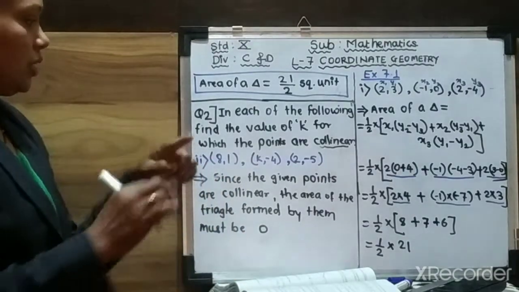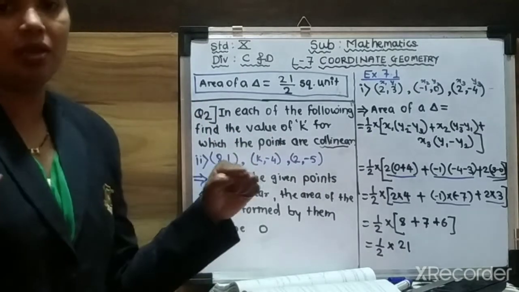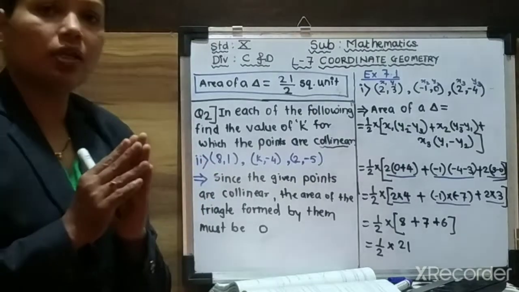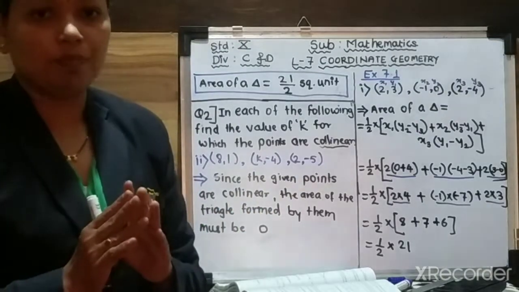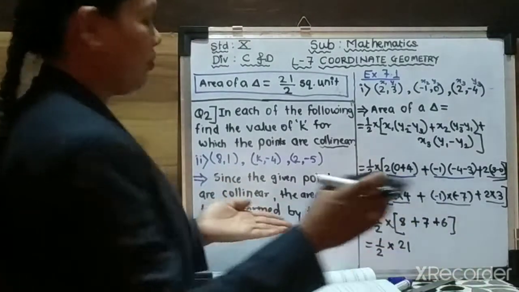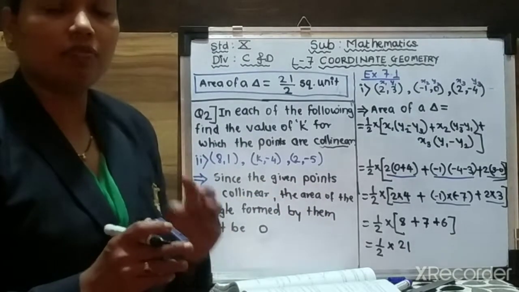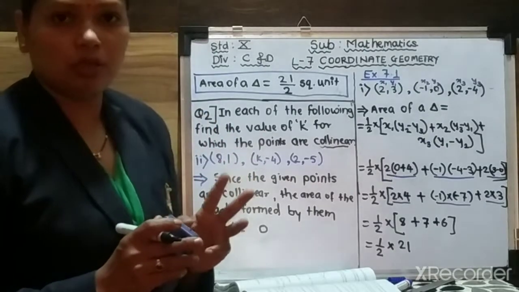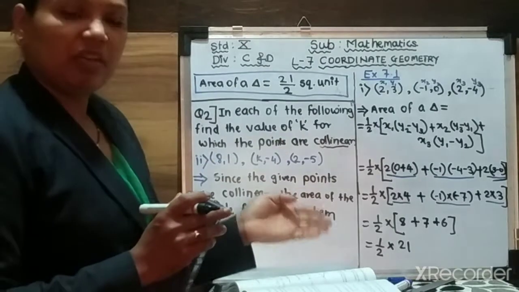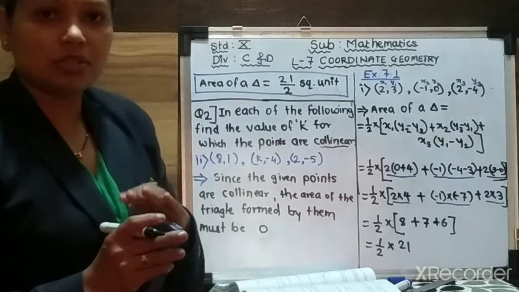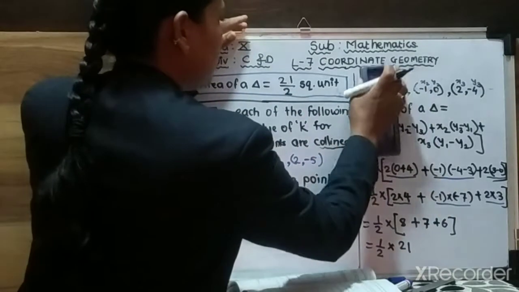Understood this one? See, the collinear means those points are in one single line, right? So whenever the points are in a single line, at that time the area is equal to 0, right? So it will not form a triangle. For formation of a triangle, we require 3 non-collinear points, right? So by that only we get the area. If the points are collinear, that time the area of a triangle equals to 0. So let us solve this one further.